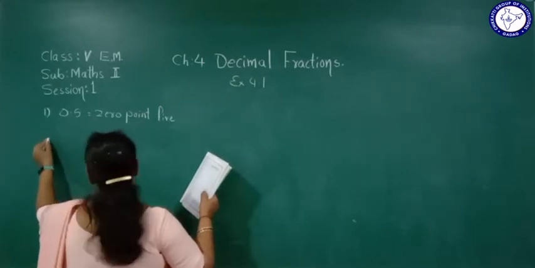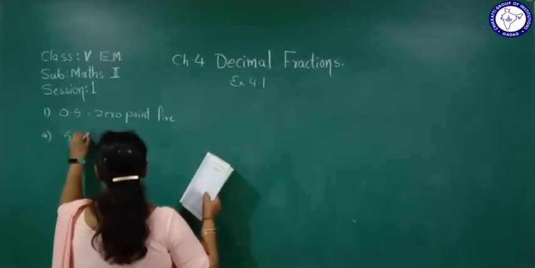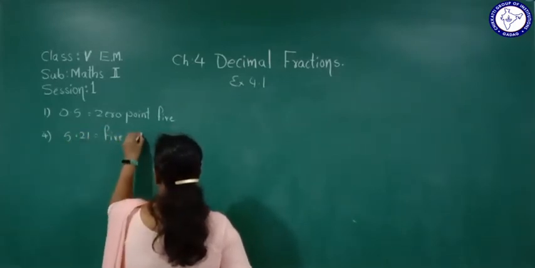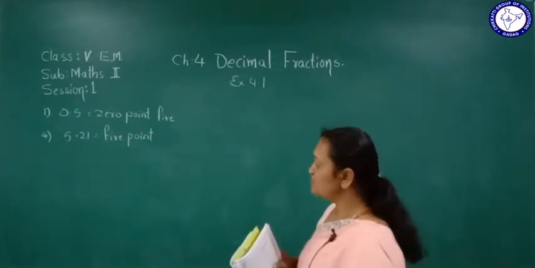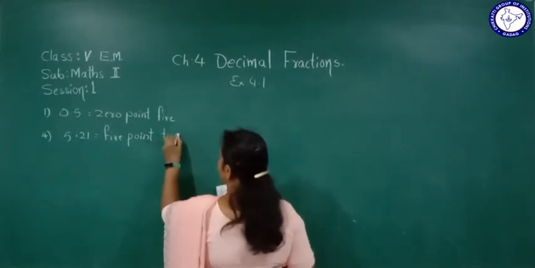Then let me write the fourth one. Fourth one is 5.21. So we write here 5 point. Here you should not write 21. What you should write? 21. 5.21.